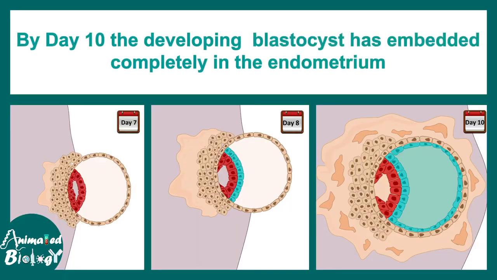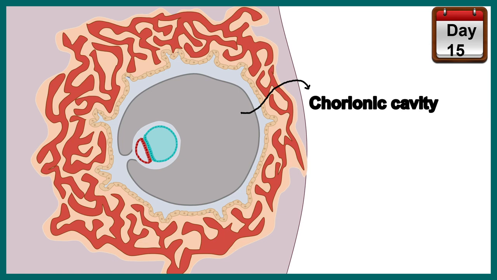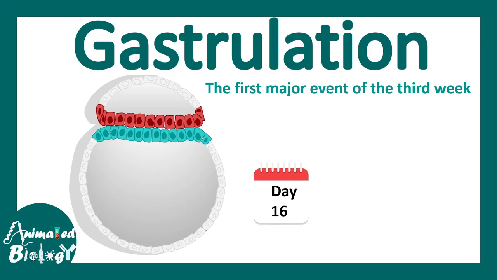So at the end of week 2, the blastocyst had embedded into the endometrium completely. At around day 14 to 15, we can see the chorionic cavity has formed and the bilaminar embryonic disc is hanging in the chorionic cavity with the help of the primitive stalk, which would be the future umbilical cord. Now the major event that happens during day 16, or the third week of embryonic development, is gastrulation.